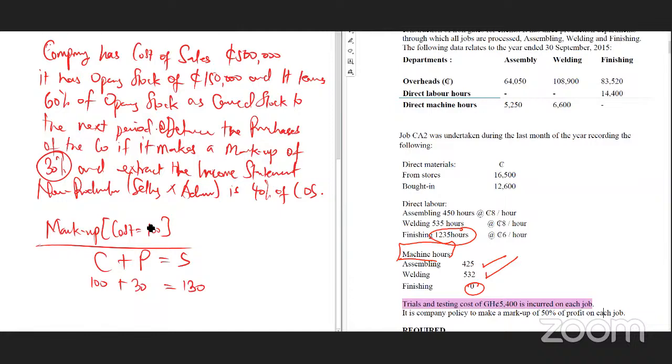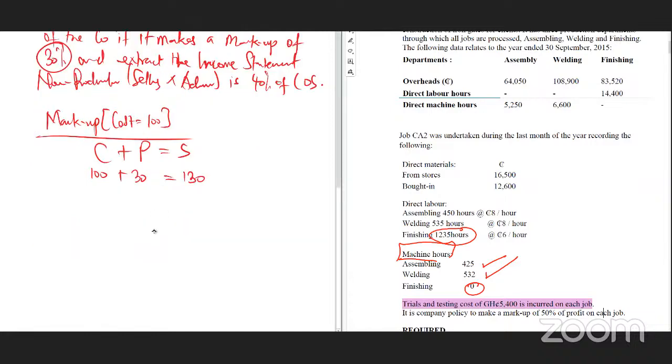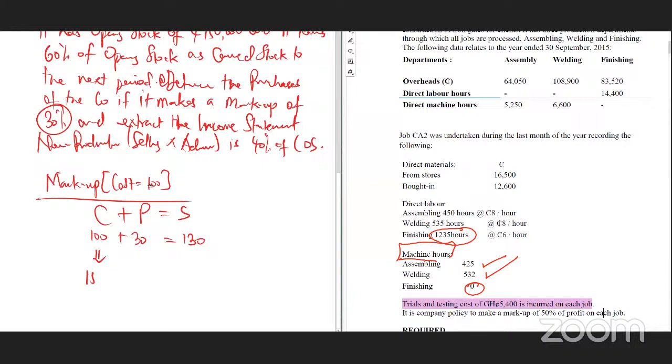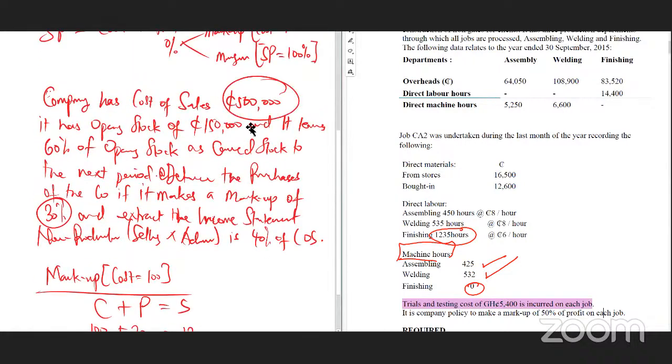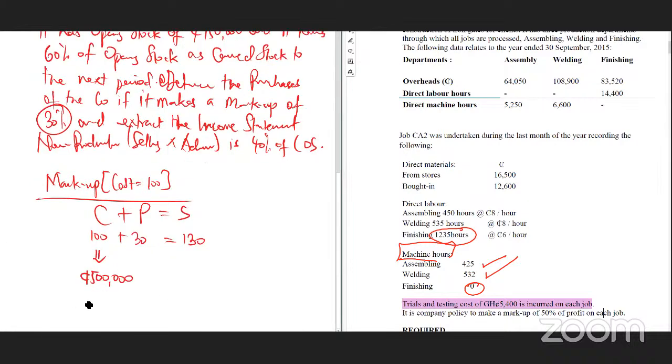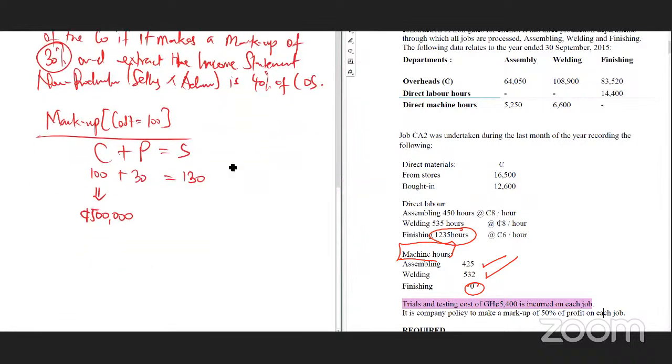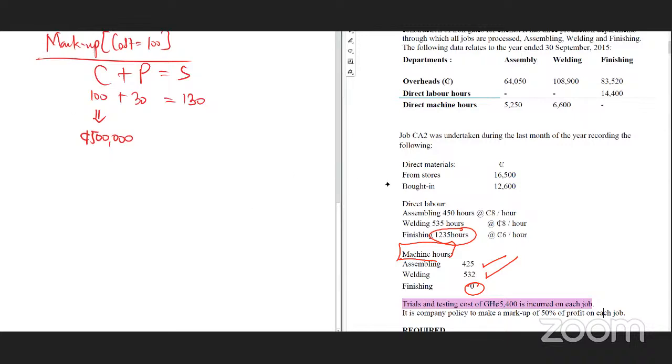True, right? So if I know this, then I know that this cost, which is 100%, was equivalent to my cost of sales, which was 500,000. Look in the question. It says the company has cost of sales of 500,000. That is cost, right? And if cost of sales is equivalent to 500,000, profit is 30, this is 130. We can use ratio analysis to get the missing figure. So 500,000 was equivalent to 100%, true or false?